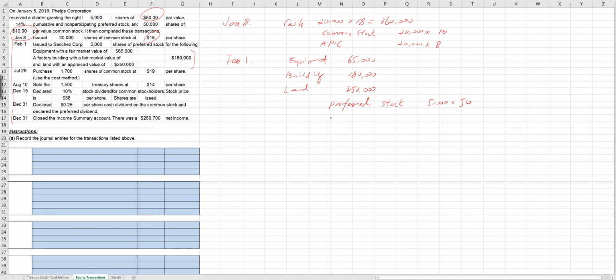And the rest is credit into additional paid-in capital, preferred. Now we're going to do a calculation. That's a total debit minus the preferred stock. This is $50,000. So we're going to credit additional paid-in capital preferred, $245,000.